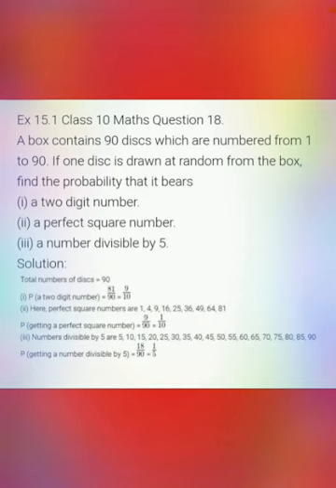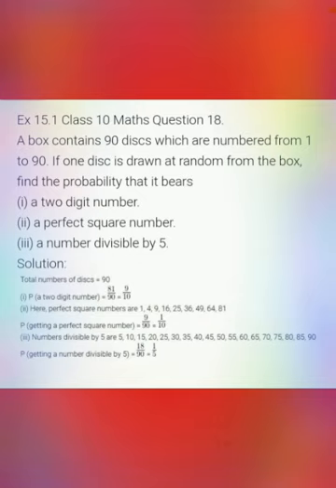first part, a 2-digit number. The second one, a perfect square number. Then the third one, a number which is divisible by 5. Okay, now let us step into the solution. How many discs are there in total? The total number of discs is 90, because 1 to 90.